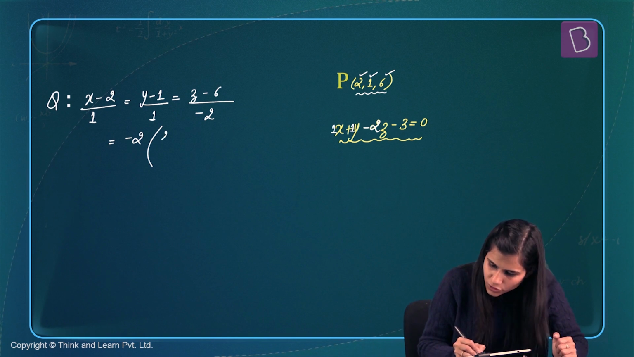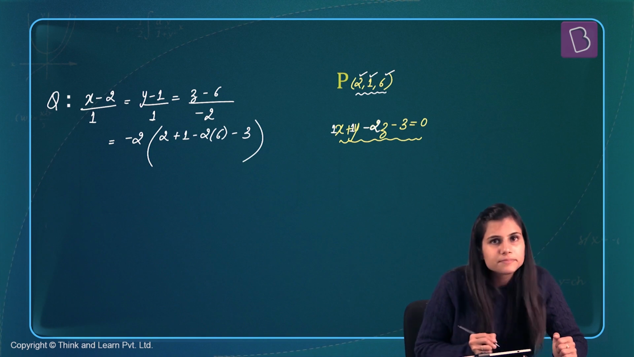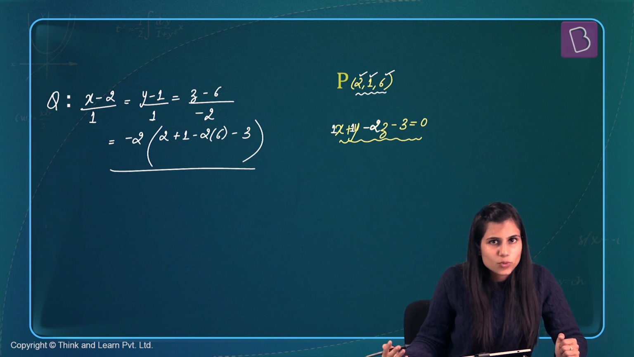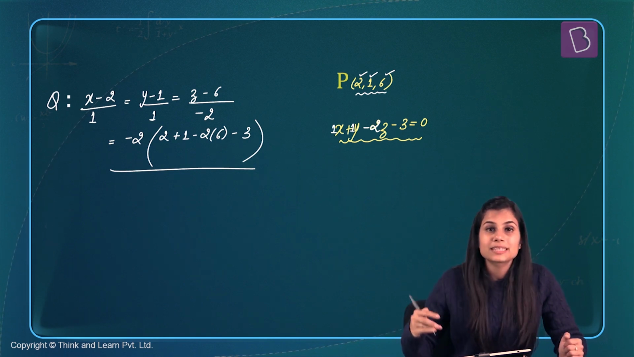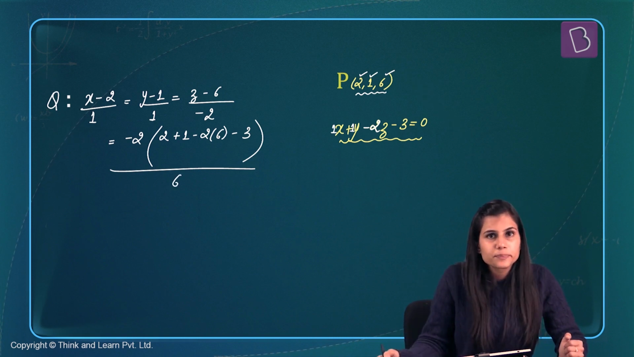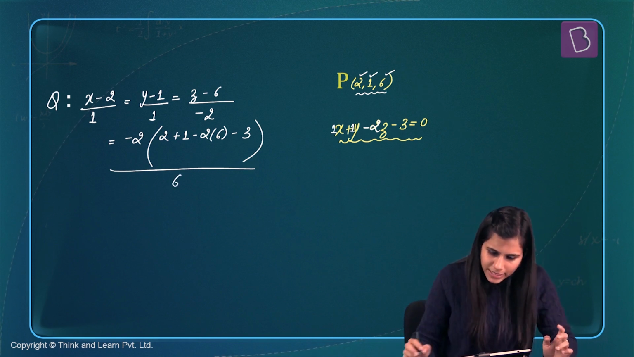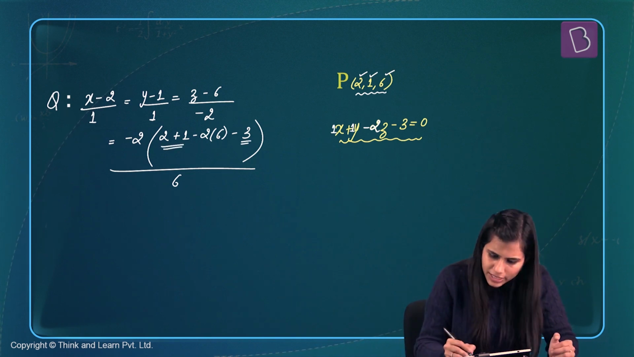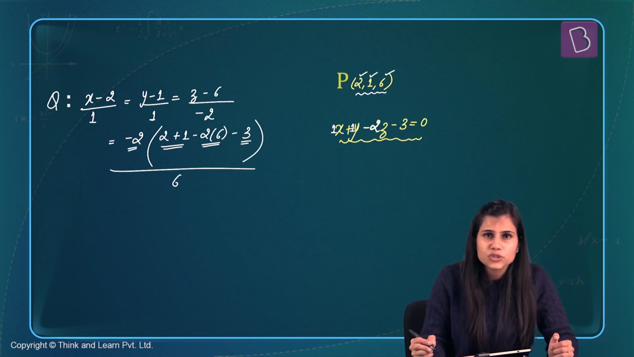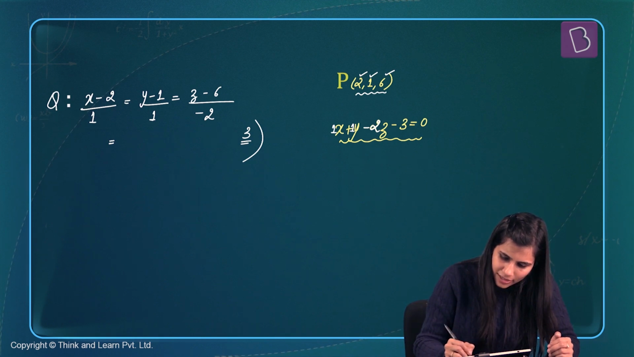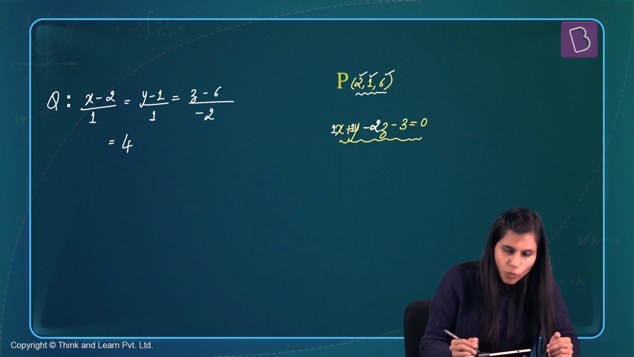So you are going to get what? 2 plus 1 minus 2 into 6 minus 3, right? All of this upon a square plus b square plus c square. That means 1 square plus 1 square plus minus 2 whole square. That means 1 plus 1 plus 4. That is a 6, right? So let's just resolve this a bit. Okay, so we have 2 plus 1 is 3. 3 minus 3 gives you 0. You're left with minus 12 into minus 2, that is 24. 24 by 6 just gives you a 4. So this entire right hand side comes out to be 4.